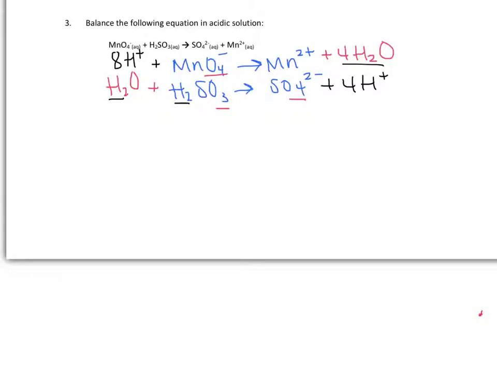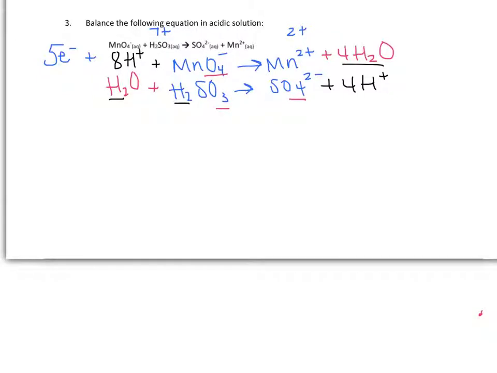Now I need to balance for the electrons. Look at the first half reaction. What is the total charge of the reactants in the first half reaction? Well, we have 8 positive and a negative. That makes 7 positive in total. On the product side, I have 2 positive, so we've seen this in the last example. We always add electrons to the larger number. How many to 7 to make 2? Well, we need to add 5 electrons.